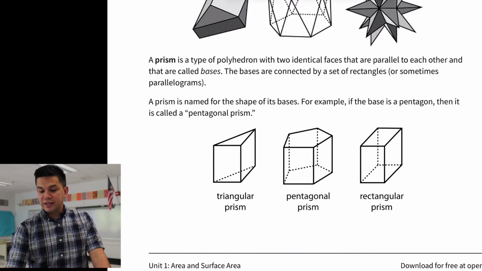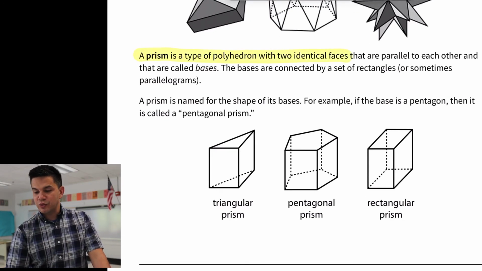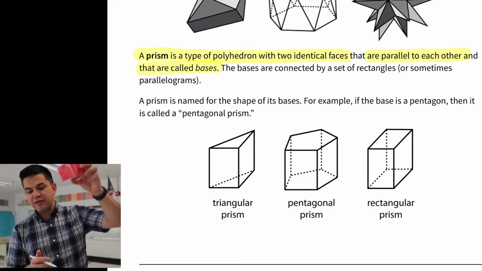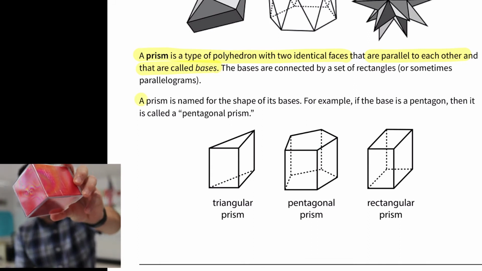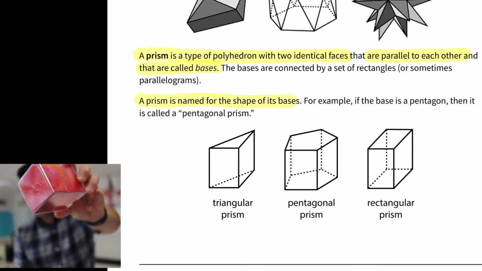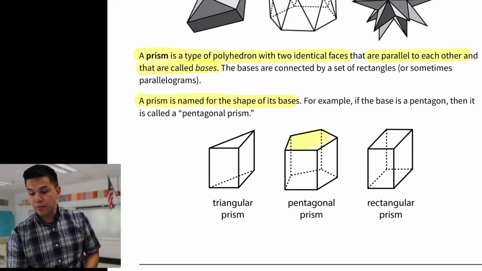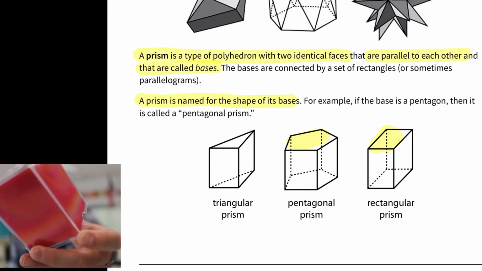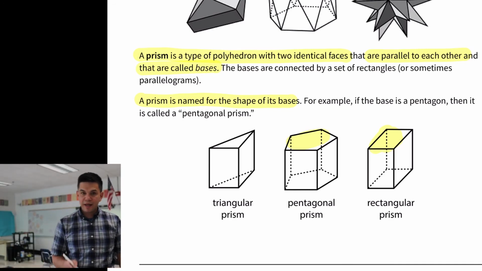Awesome. Okay, so we need to know a couple of these terms here. A prism is a type of polyhedron with two identical faces that are parallel to each other and sometimes called bases. The bases are connected by a set of rectangles, sometimes parallelograms. A prism is named for the shape of its base. For example, if it's a pentagonal base, then it's going to be a pentagonal prism. If it's a rectangular base, just like this one, we've got rectangles on all the sides, and then the bases are going to be rectangles.